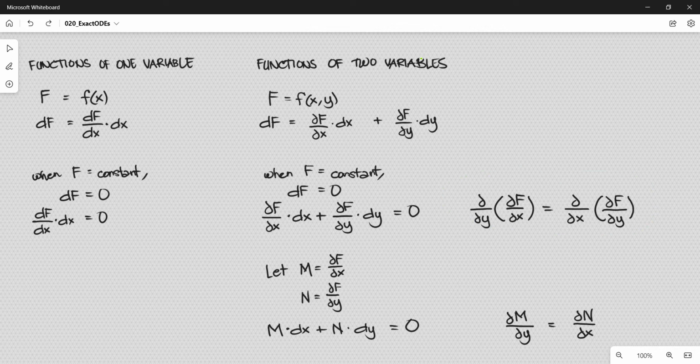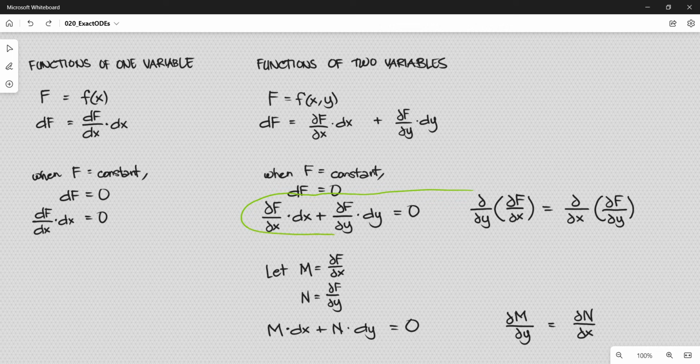Ngayon, may property yan na ganito. Ang sinasabi dyan is, ang partial derivative with respect to y ng partial derivative of f with respect to x equal siya sa partial derivative with respect to x ng partial derivative of f with respect to y. Okay? So, sabihin ko ulit yan. Ang partial derivative with respect to y ng partial derivative of f with respect to x equal siya sa partial derivative with respect to x ng partial derivative of f with respect to y. So, yun yung property ng exact differential equations.